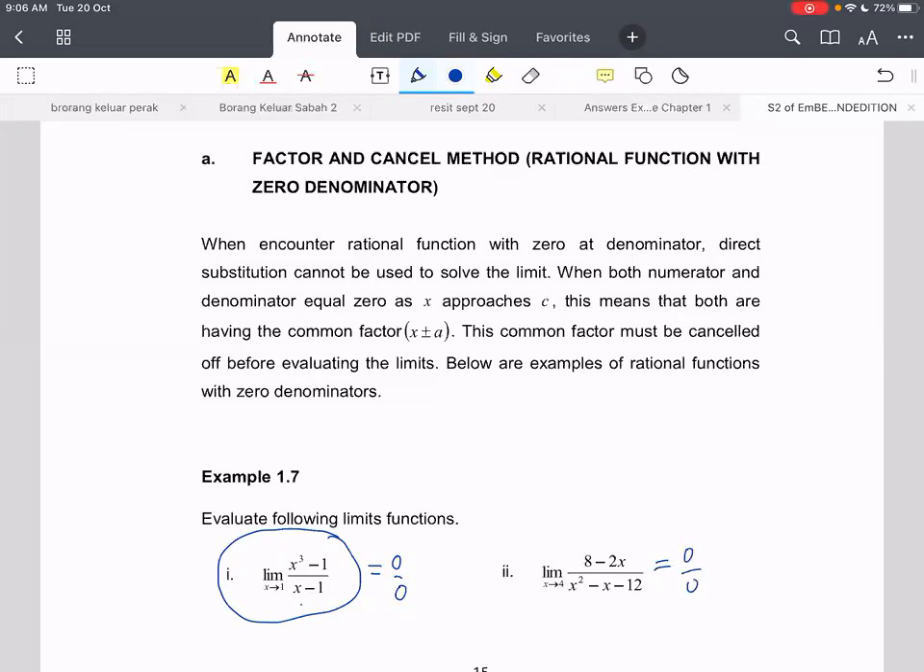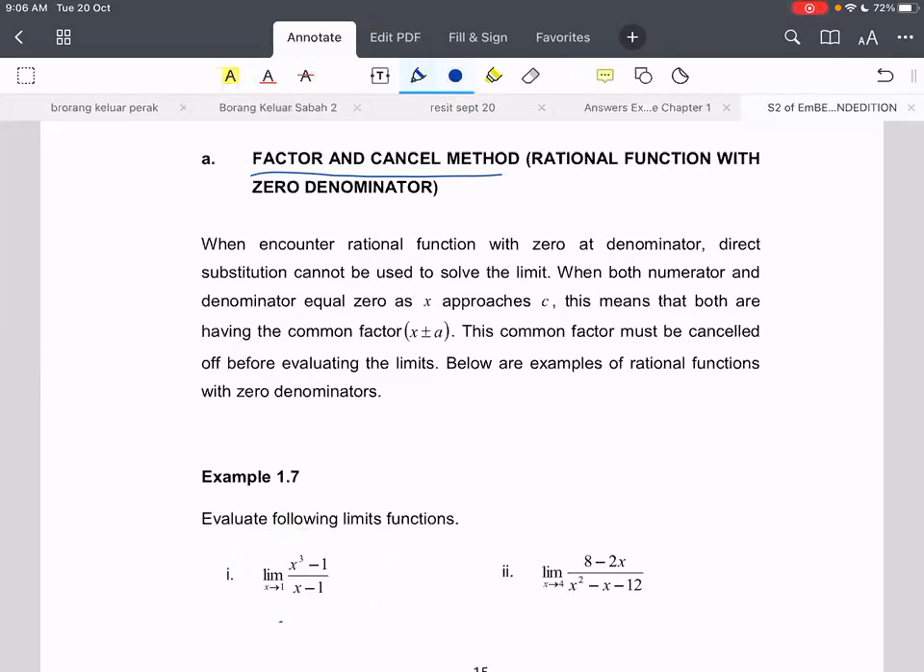Then you think, okay, it's done. Not done. It's not complete and it is actually wrong. So in this type of question, it means that you need to apply the factor and cancel method. You need to do lots of exercises just to know whether these questions need a direct plug-in or other suitable methods. So in this case, you need to apply the factor and cancel method.